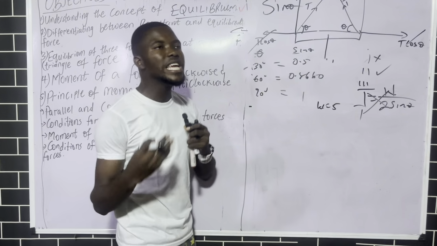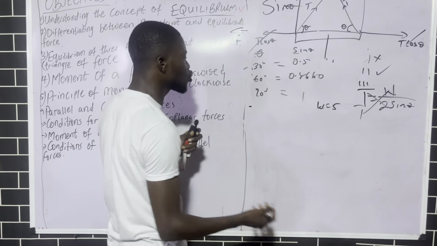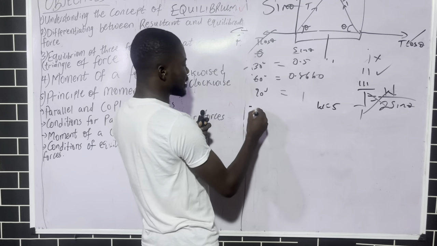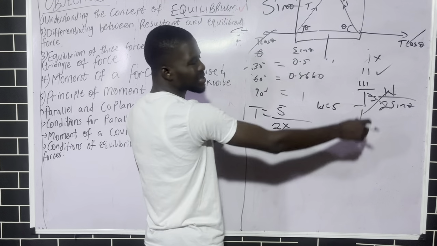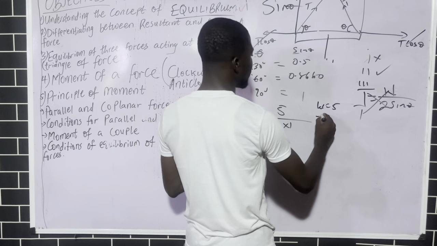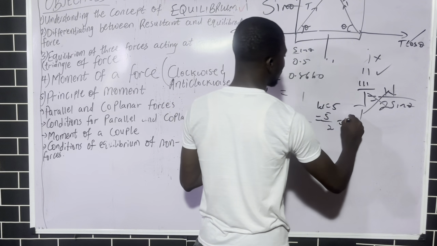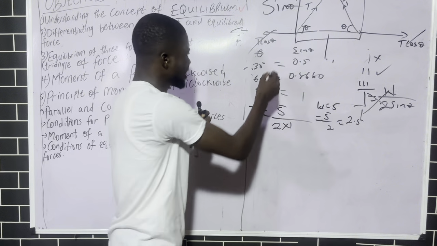From what the question said, if theta is 90, W will be maximum. Let's see how true that is. If theta is 90, T will be equal to W over 2 times sine 90. Sine 90 is 1. 2 times 1 is 2. So that will be 5 over 2, that's 2.5.